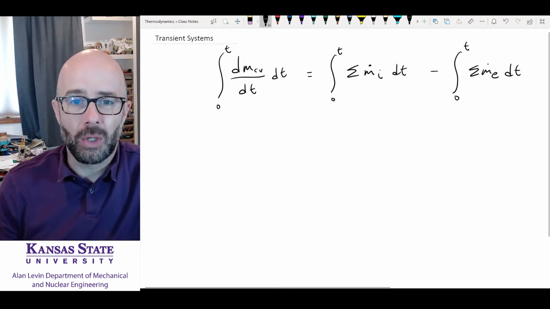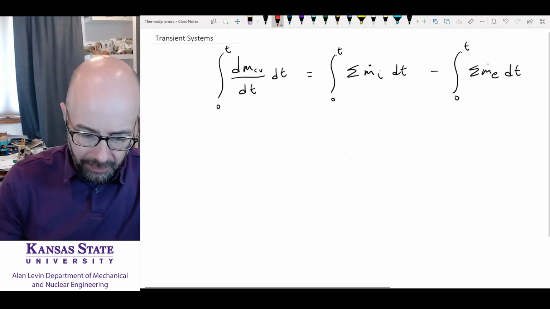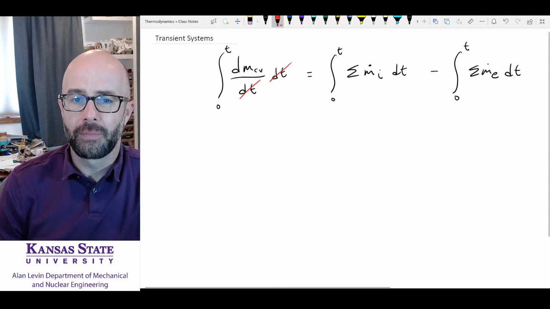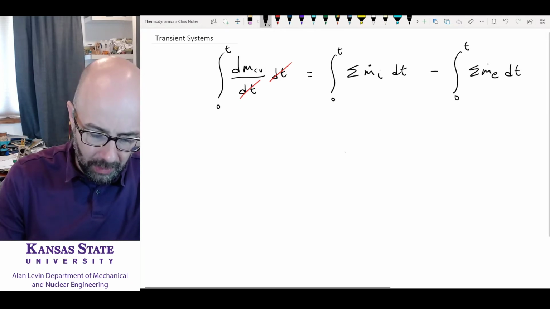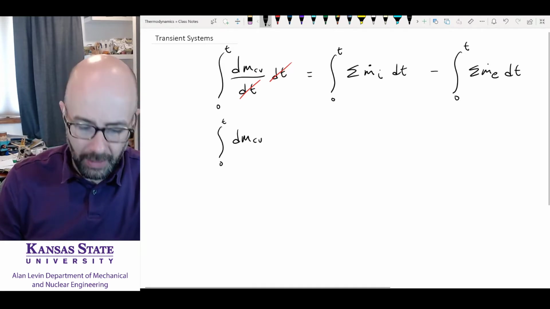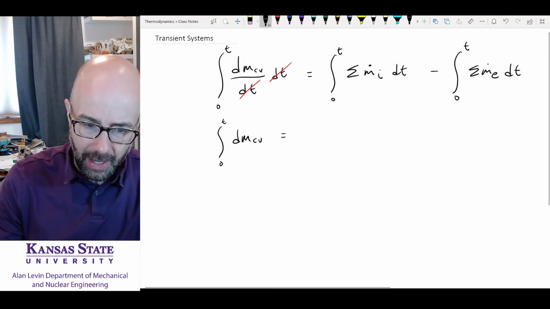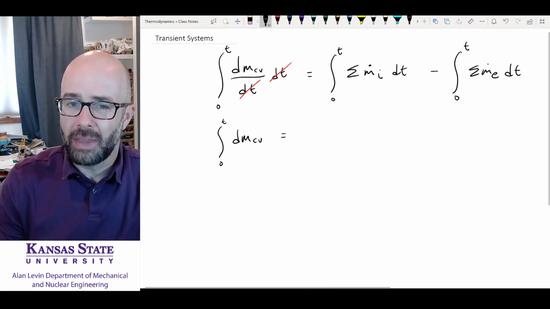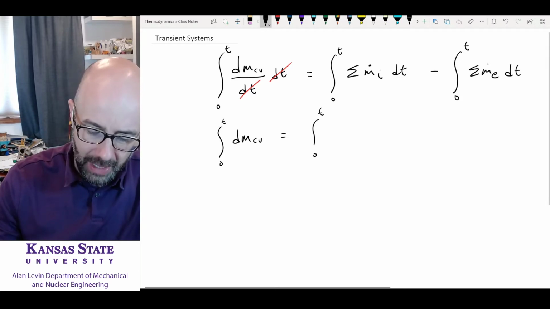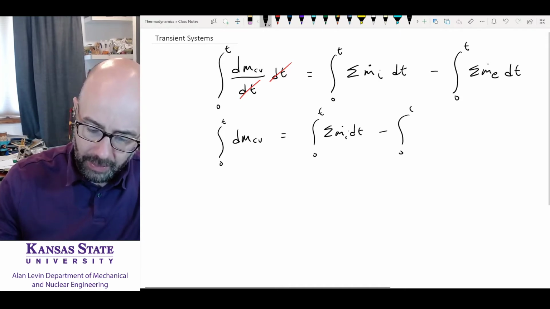Okay, and when we do that, that's an integral. Now look what happens. First thing that happens is this dt goes away. So this is going to be equal to the integral from 0 to t of the change in mass of the control volume. Now let's look at the summation of the mass flow rate in. This is mass per time, and as we integrate that, we can figure out what it is really going to tell us.